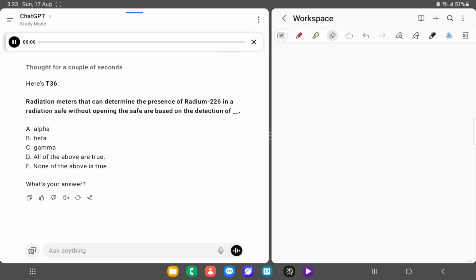Here's T36. Radiation meters that can determine the presence of radium-226 in a radiation safe without opening the safe are based on the detection of what? A, alpha. B, beta. C, gamma. D, all of the above are true. E, none of the above is true. What's your answer?